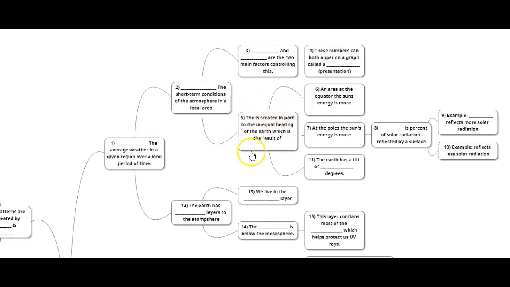This is created in part due to the unequal heating of the Earth, which is the result of the sun's angle. Now, at the equator, the sun's energy is more concentrated. At the poles, the sun's energy is less concentrated.